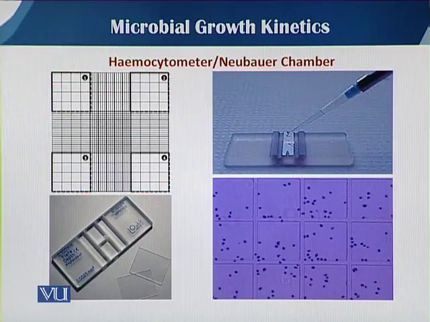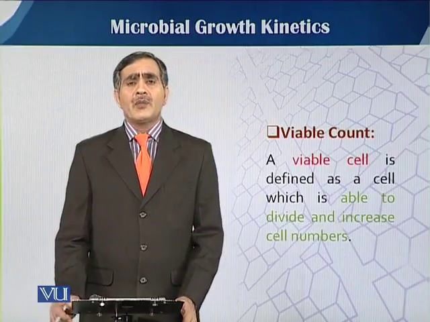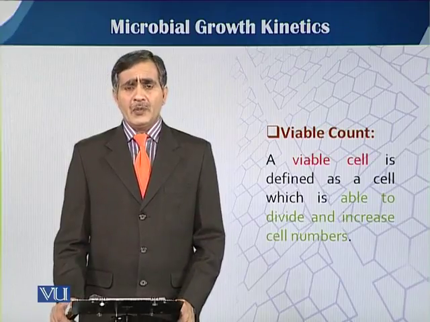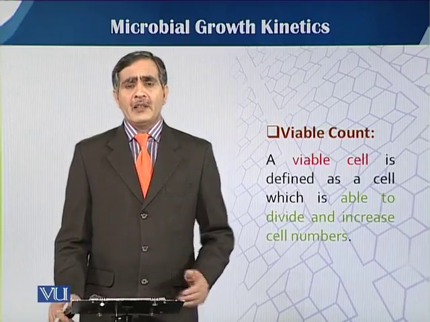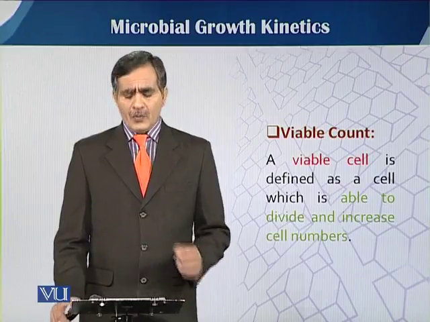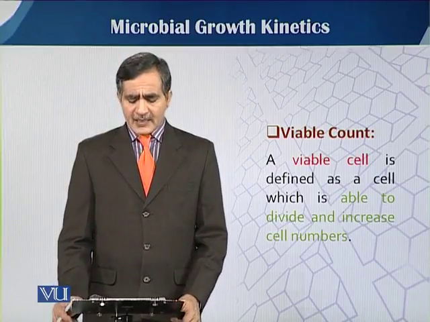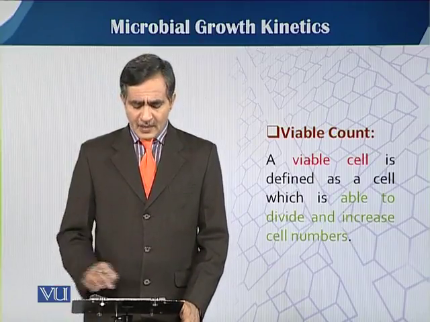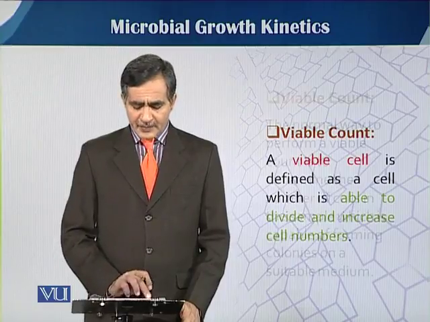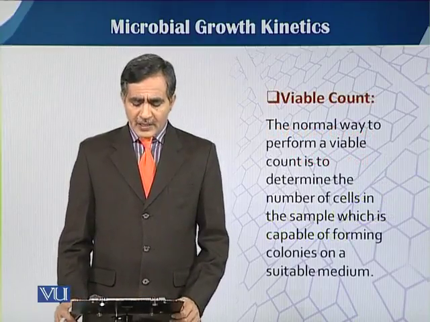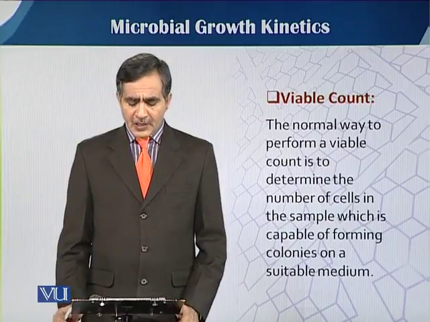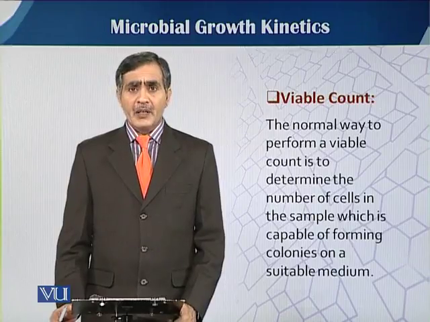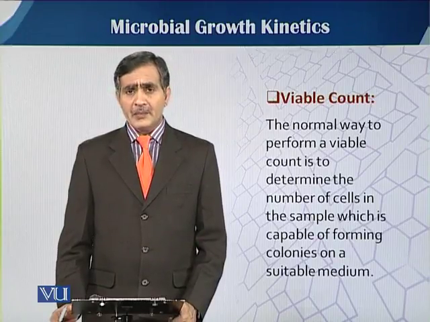The viable count is mostly done in a Petri plate, having solid media, mostly called agar medium, along with other supplements. A viable cell is defined as a cell which is able to divide, resulting in an increase in the cell number. The normal way to perform the viable count is to determine the number of cells in the sample which are capable of forming colonies on a suitable medium.